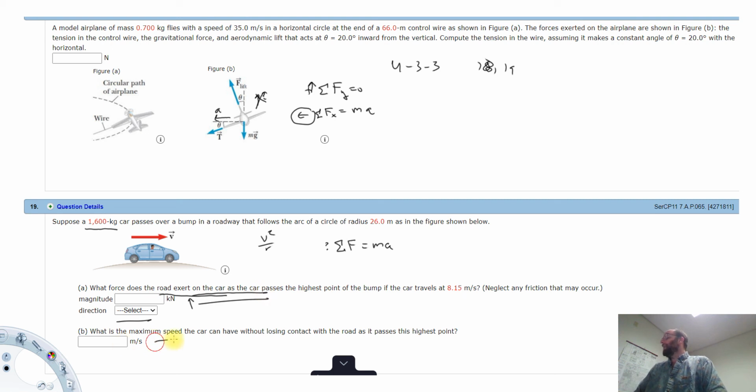Part B, where it says, what is the maximum speed the car can have without losing contact with the road? So ask yourself, if the car started to lose contact, what would change in the equation that you write for this? There's something very specific that'll change. And then move forward. All right? That should get you through both these problems.